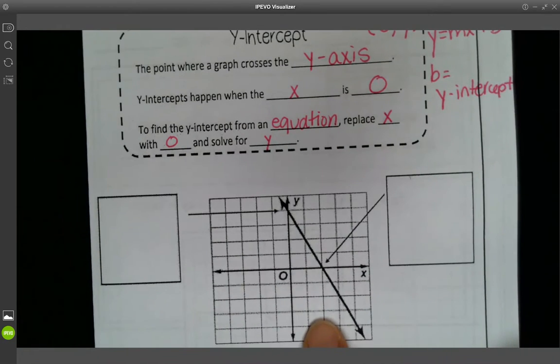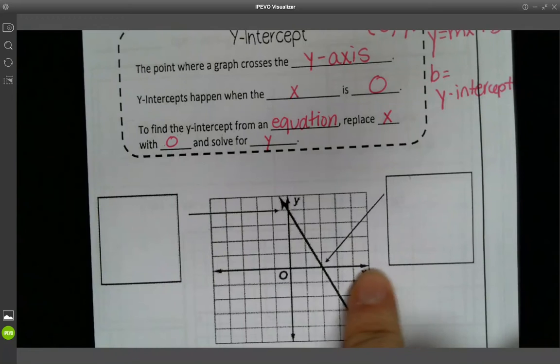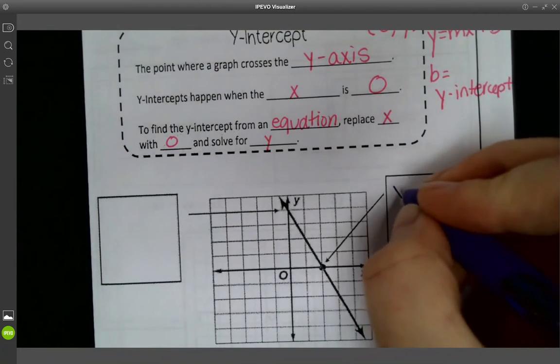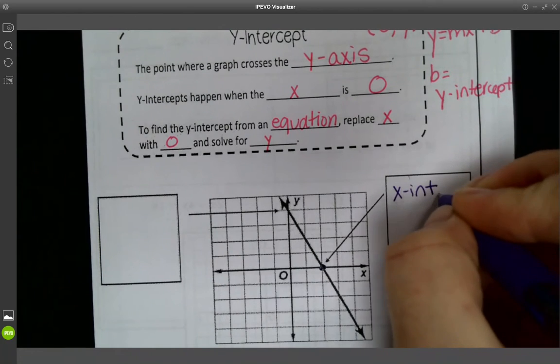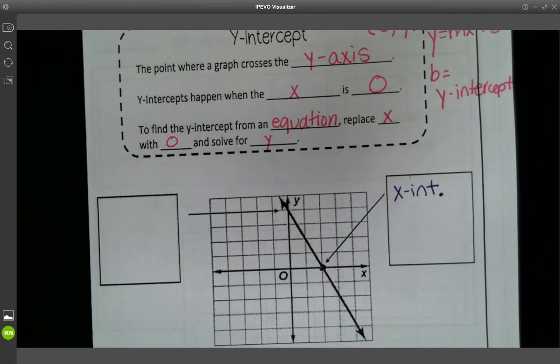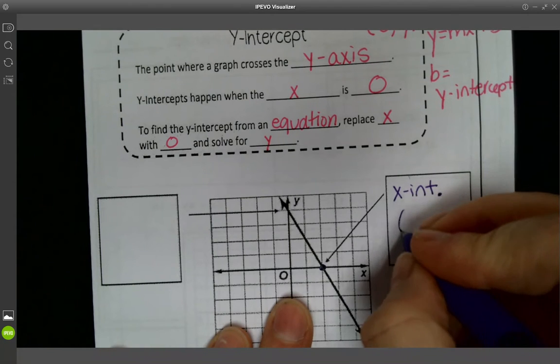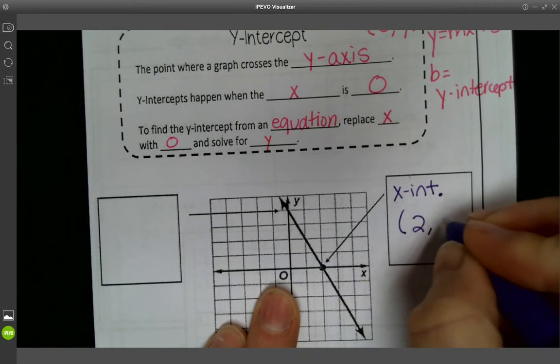So if we just have a graph like this, where it crosses the x-axis is our x-intercept. So we have a coordinate right here. This is our x-intercept. I'm going to abbreviate it as x, int period. We're going to write the coordinates. We're just going to go by ones because it didn't change. So that'd be 2, 0.